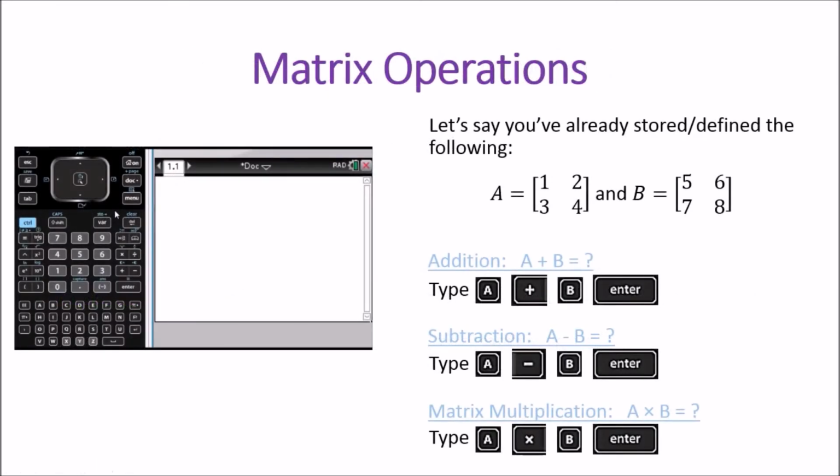Now that we've stored matrix A and matrix B, we can add them, subtract them, and multiply them very easily. To add them, we just press A plus B and hit enter, and there you go. The calculator's done it for you. If we wanted to subtract them, we just go A minus B, enter, and it's done. And if we wanted to multiply those two, we would just do A times B equals.